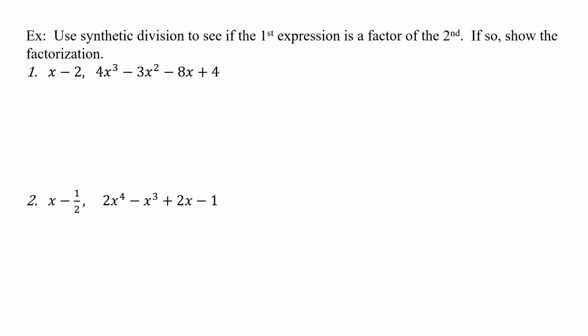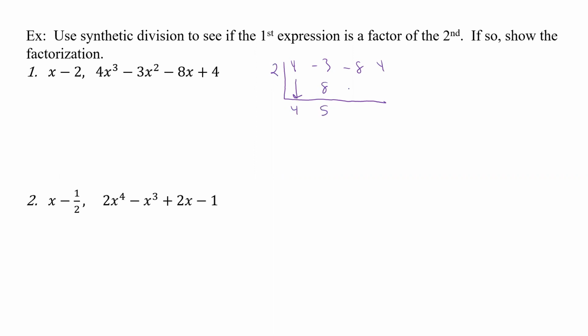So here we have x minus k, so our k is 2. And then we have a 4, a minus 3, a minus 8, and a 4. 3, 2, 1, 0. Okay, so we're good there. So now we bring down the 4. 2 times 4 is 8. 8 plus the negative 3 is going to give us a 5.